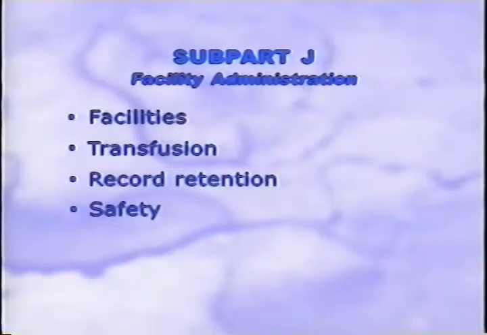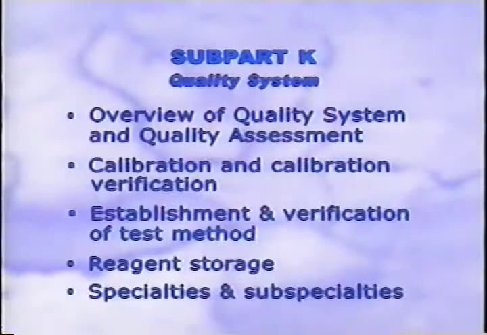What do they include? Subpart J is now called Facility Administration. It has four pieces. It includes facilities, transfusion, record retention, and safety. These are mostly generally applicable requirements. Subpart K is Quality System, and it includes the following: overview of quality system and quality assessment, calibration and calibration verification, establishment and verification of test method, reagent storage, specialties and subs. By reformatting the requirements to follow the path of a specimen through the lab, it reflects the total testing process.